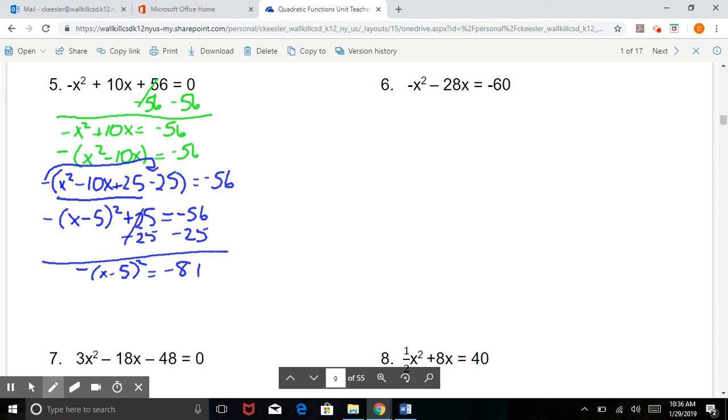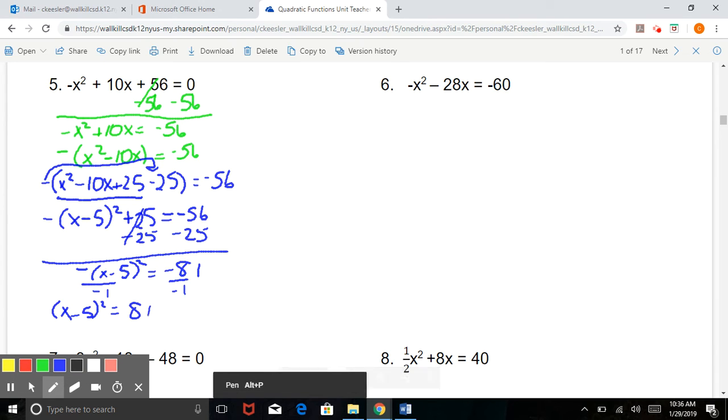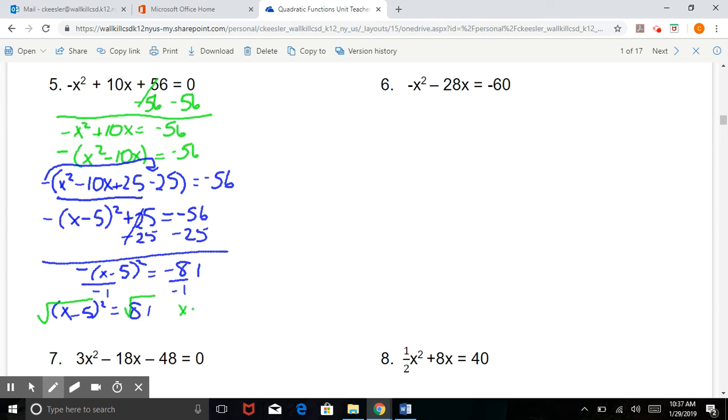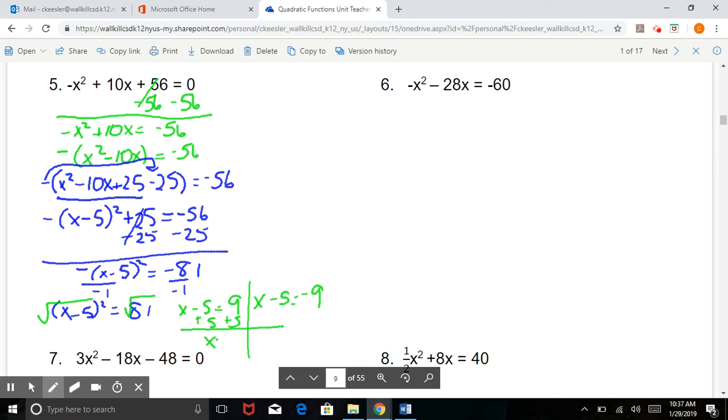Next step is to get rid of the negative. Divide by negative 1, divide by negative 1, and x minus 5 all squared equals positive 81. Next step, take the square root. So x minus 5 can equal 9, or x minus 5 can equal negative 9. Add 5, x equals 14. Add 5, and x equals negative 4. So our two solutions for that equation are 14 and negative 4.